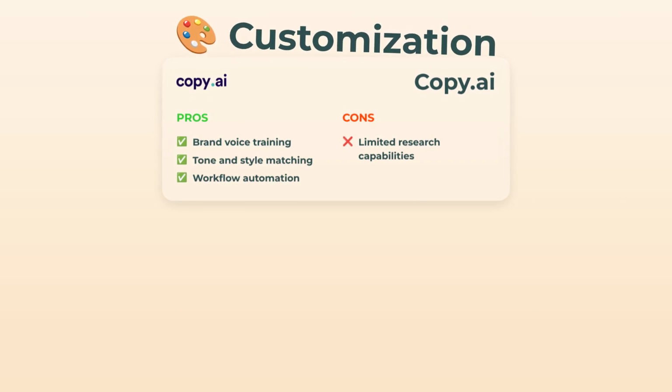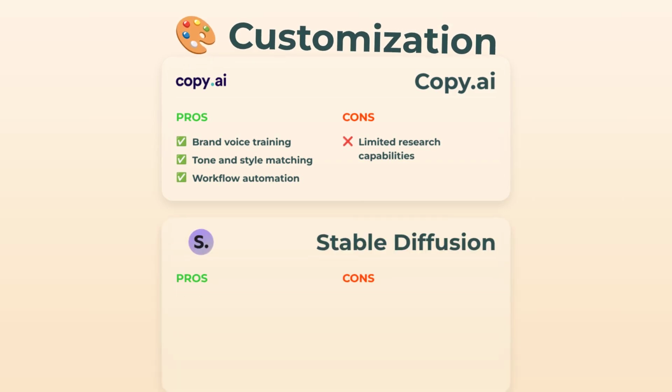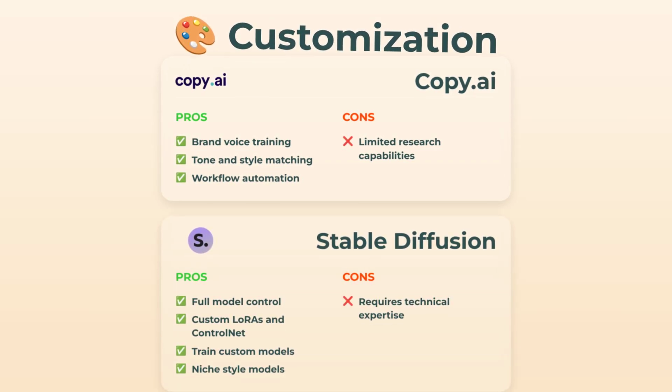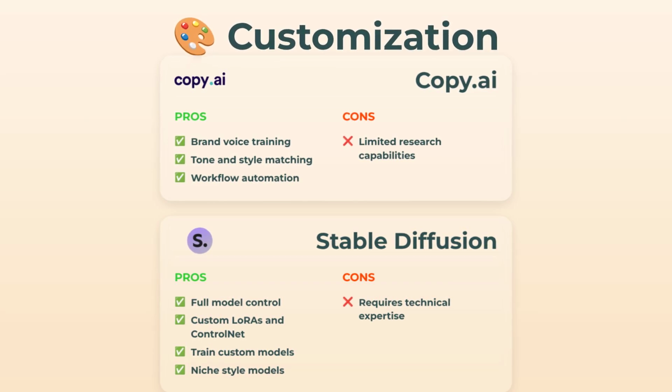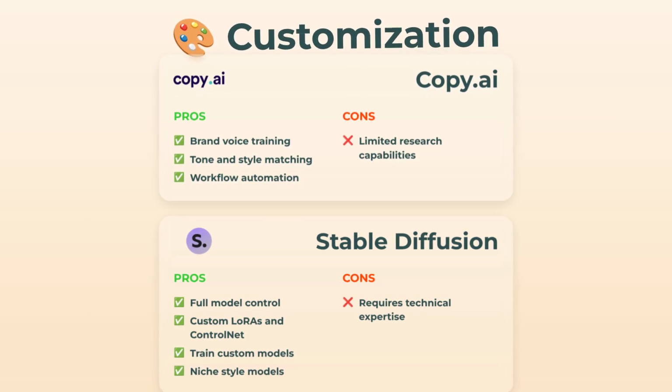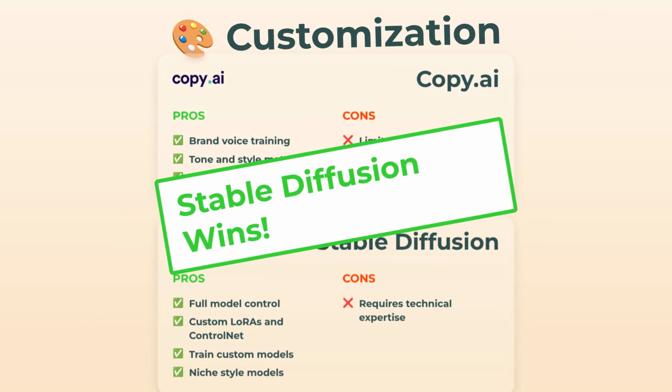Stable Diffusion, though, is all about control. Custom models, niche style tweaks, even training your own if you want. You've got full reign, all sorts of LoRAs and ControlNet add-ons. If you're a tinkerer, this is basically paradise. As long as you can handle the technical side, Stable Diffusion takes this round easily.